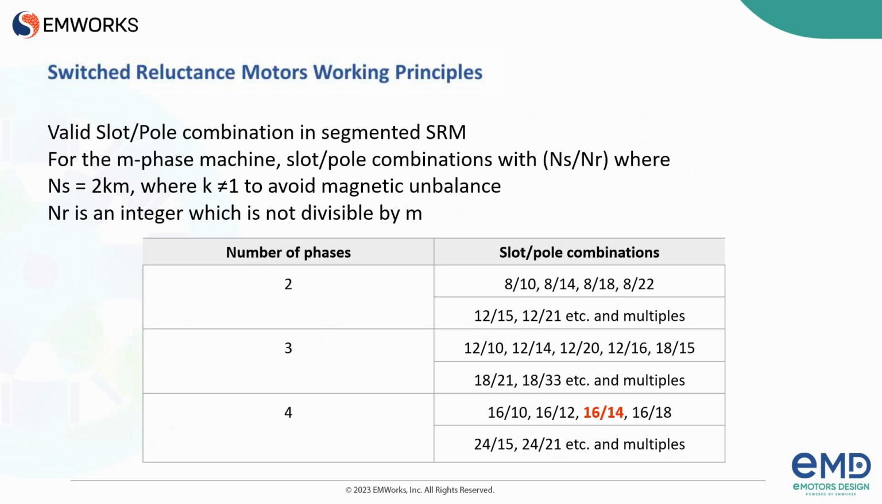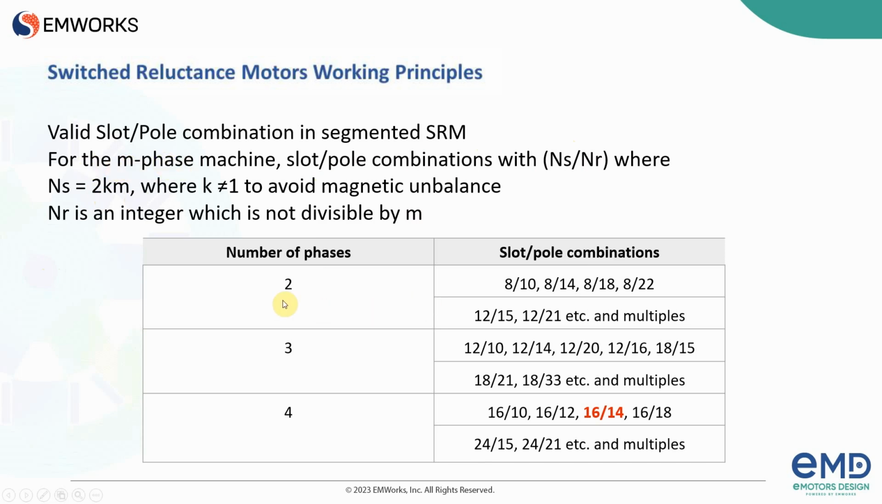We can categorize the switch reluctance motors by number of phases to have a correct slot pole combination. As we use a segmented stator switch reluctance motor for this webinar sample, we will discuss the possible slot pole combinations in these machines. Ns, the number of slots, can be 2km for an m-phase machine.